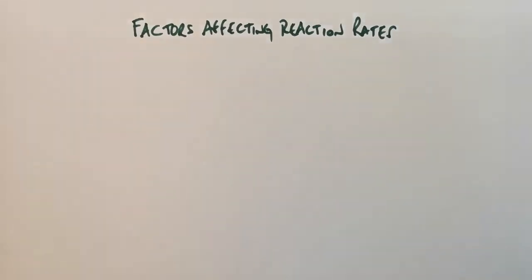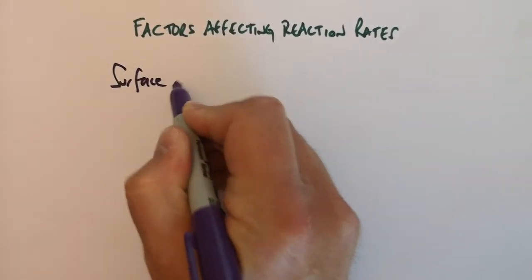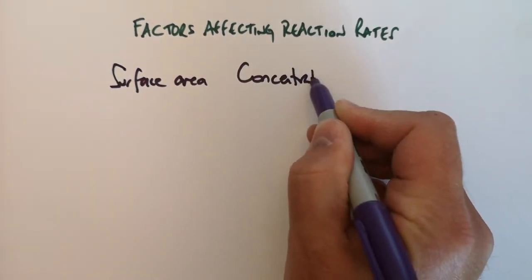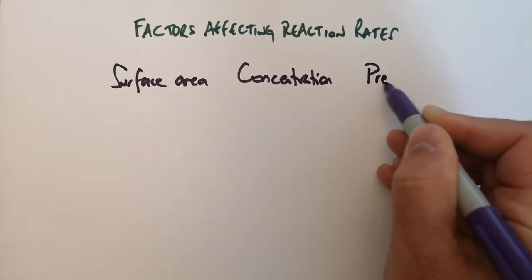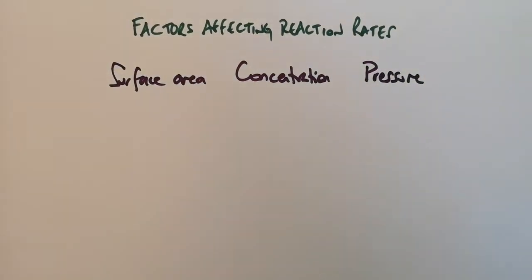In this video we'll look at the factors that are affecting the reaction rates. We'll look at 3 different factors. There are more, but they will come in different videos because they're a bit more detailed. In this video we'll concentrate on surface area, concentration and pressure. And we'll look at how a change in those 3 factors affect the reaction rate. So we'll start with surface area.